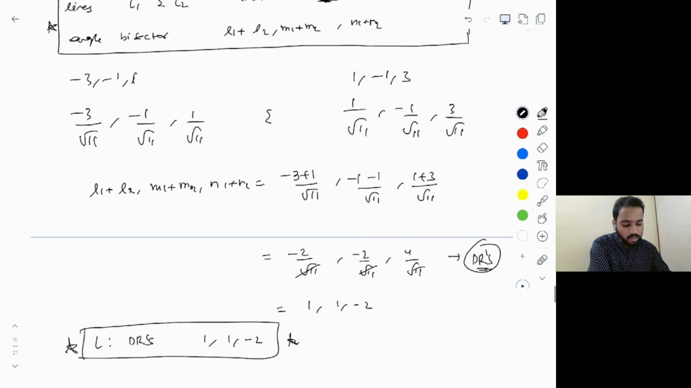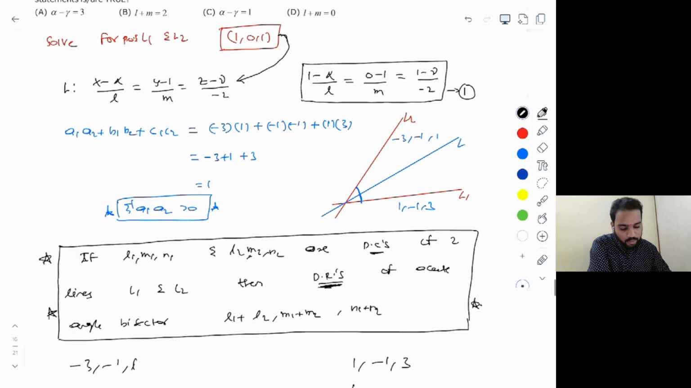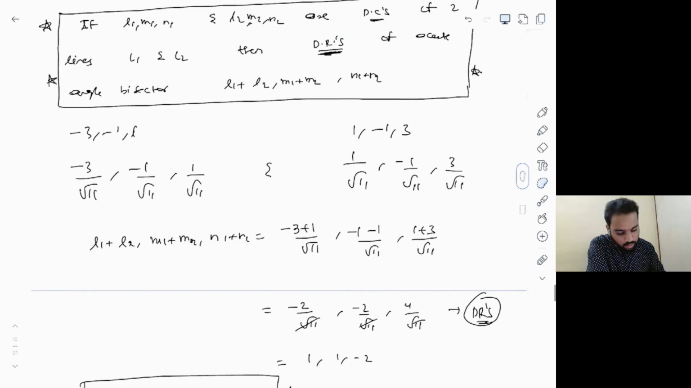But the question is not over yet, because here, if you observe carefully, the line L is already given to you. Okay, let me copy this. Line L is already given to you.